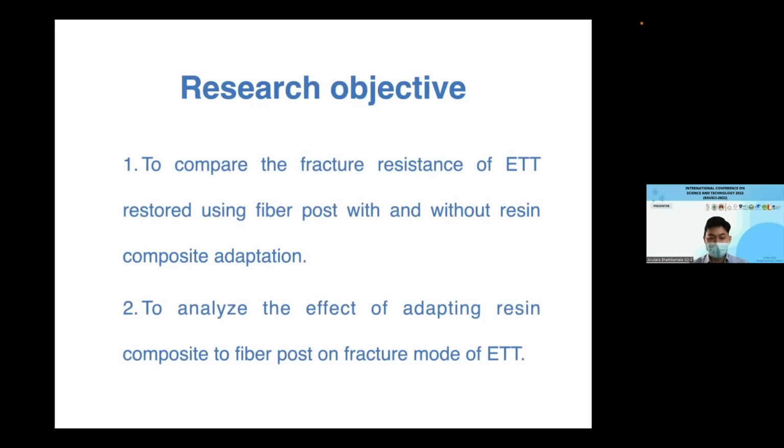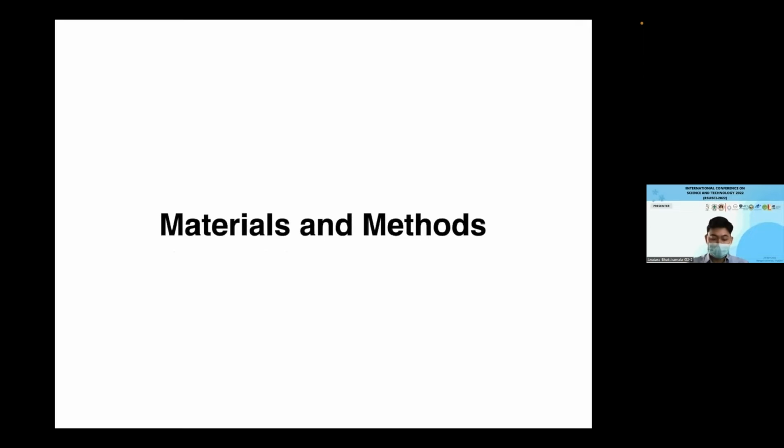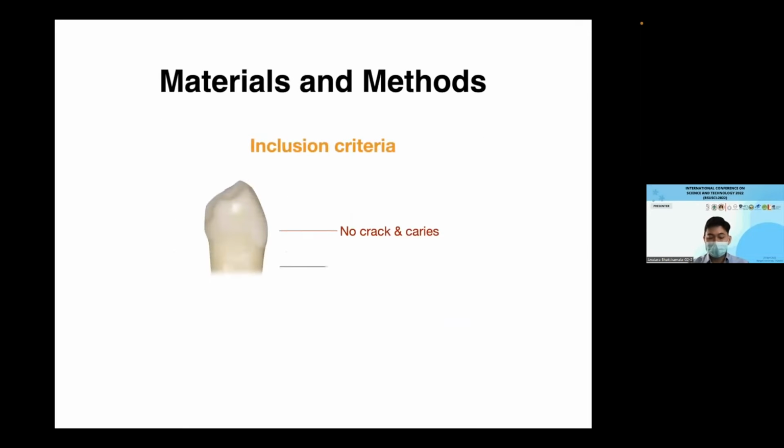So the research objective of my study is first, to compare the fracture resistance of ETT using fiber post with and without resin composite adaptation. Second, to analyze the effect of adapting resin composite to fiber post on fracture mode of ETT. For materials and methods, teeth were selected according to inclusion criteria. After measuring using the digital caliper, teeth with similar dimension were chosen. The number of samples was calculated using G*Power program and the data from a previous study. A total of 24 teeth were selected.